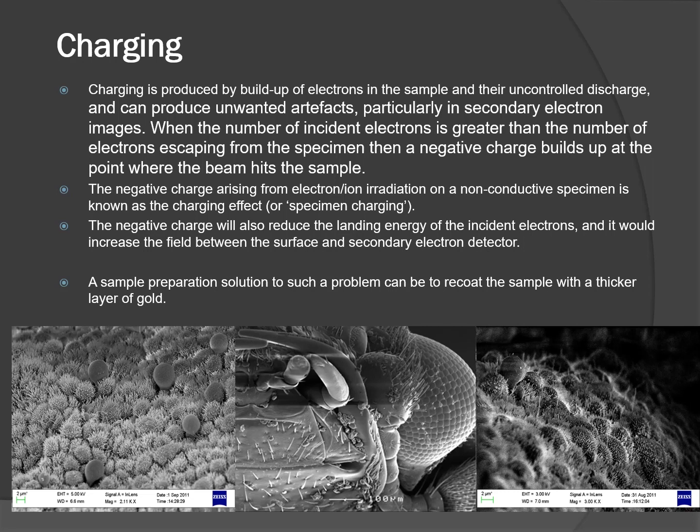A sample preparation solution to such a problem can be to recoat the sample with a thicker layer of gold. As we can see in the three different images, some show a brighter area and in some areas the surface is less bright.